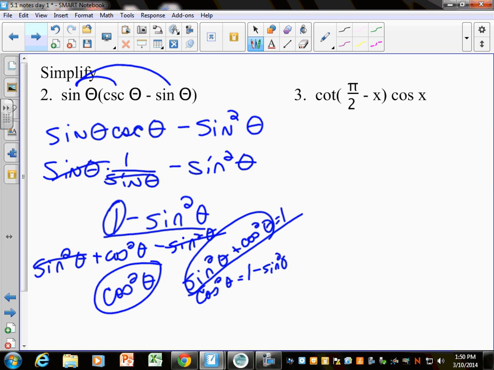Cotangent of pi halves minus x times cosine of x. You cannot start canceling out trig functions if they don't have the same angle here. So you see how these all had thetas? That's why we could work with them. When I see something that has subtraction in it and this one does not, it's a problem, which means step 1, do we have an identity that says this equals something?